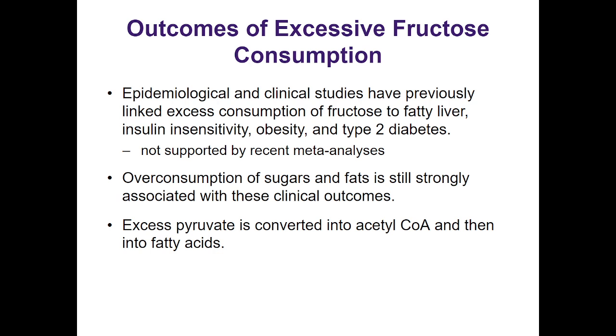Overconsumption of sugars and fats is strongly associated with these clinical outcomes. Excess pyruvate is converted into acetyl-CoA and then into fatty acids. An interesting little side note to this is, do you know what actually is linked more to the development of obesity or heart disease? Eating excess protein, fats, or carbs? Which one do you think is more strongly linked?